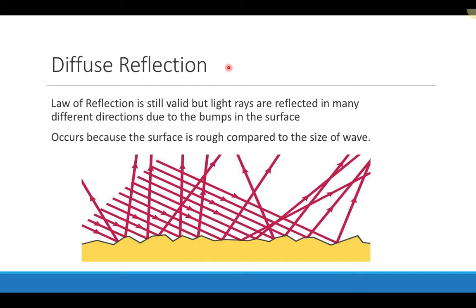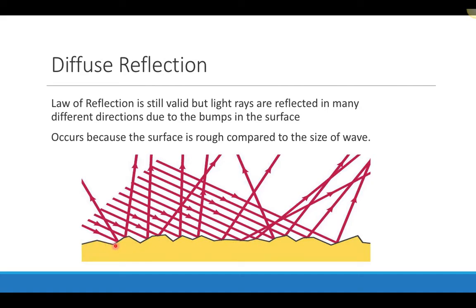We consider diffuse reflection to occur when you have light that's coming in, or a wave. I keep saying light, but this really represents any type of wave. So when waves come in, and I'm going to focus, let's say, on electromagnetic waves, they all come in parallel. This bunch here, you can see coming in, are all coming in parallel and hitting this surface.